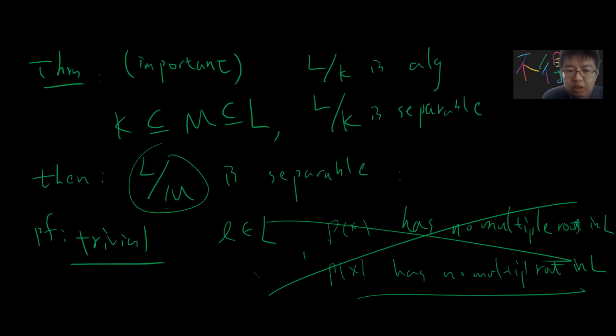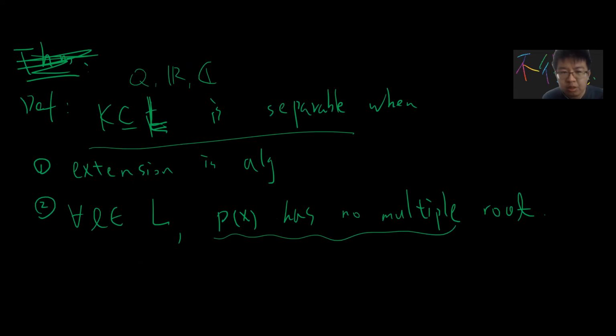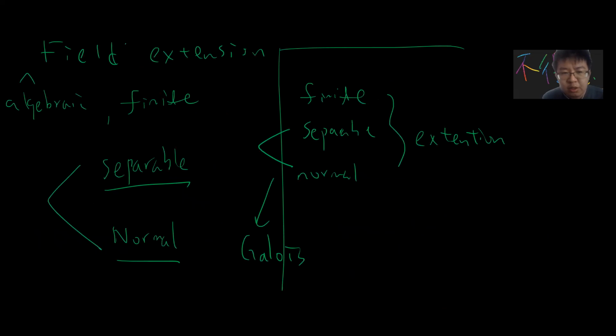That's it. So in the Galois extension, if we assume that L over K is separable, then L over M is separable. Next time we will talk about another technical property called normal extension. Once we have the normal extension, then we can start to prove the Galois theorem.